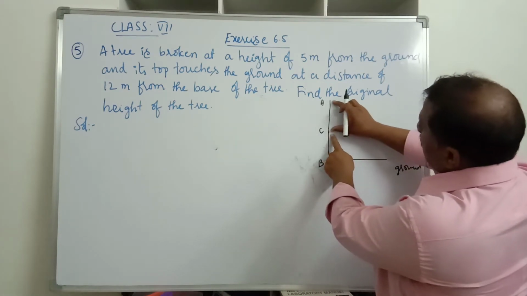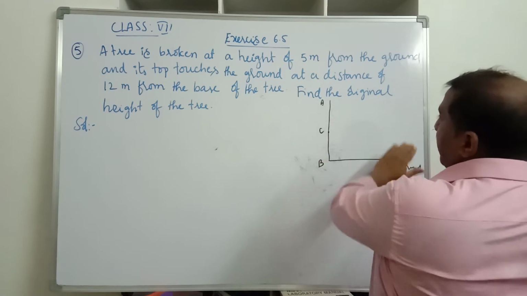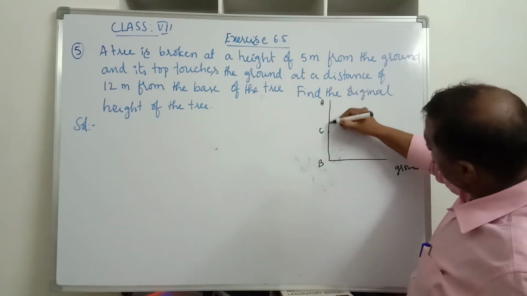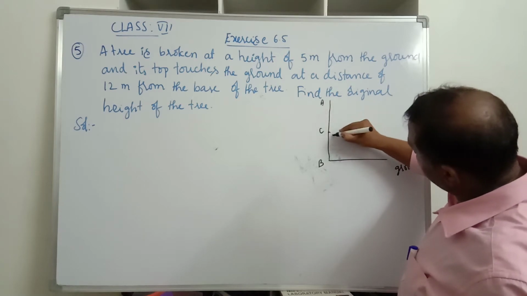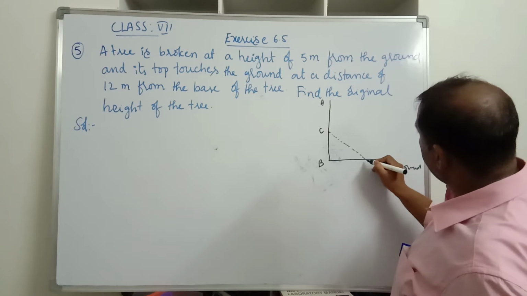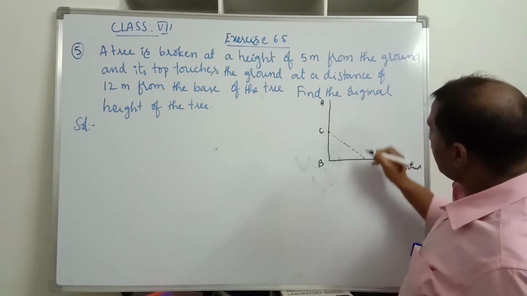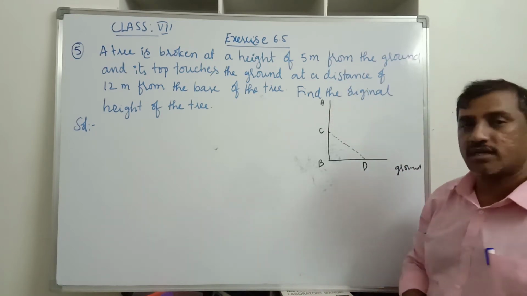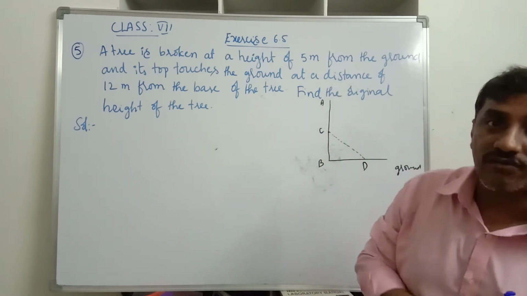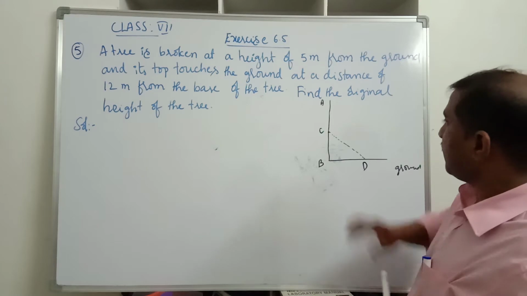This AC is the broken part. It bends and it touches the ground. This is the top of the tree that touches the ground, meaning this portion which touches the ground like this. Let it be touching the ground at point D. So BD is the ground, and AB is the original height of the tree.